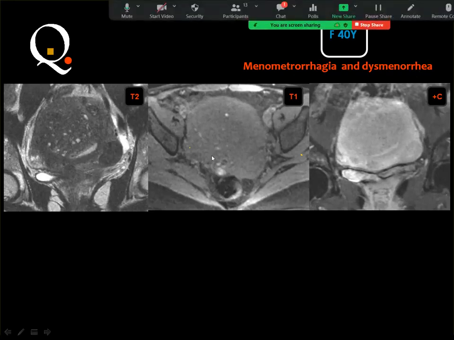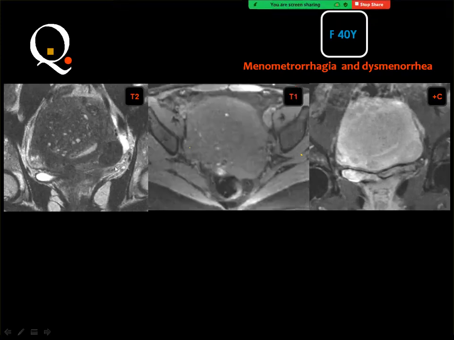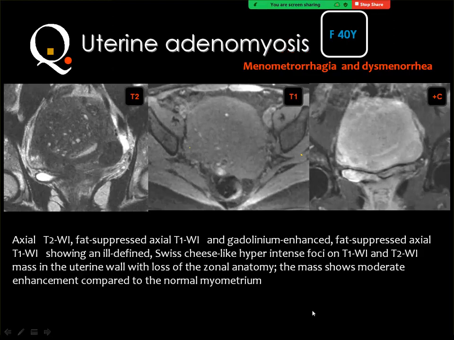T2, T1, and T1 post-contrast. Adenomyosis is the right answer, and you may see also some uterine fibroid, but the main bulk of the lesion is that one, and it contains, as I have said, bright foci in the T2 and also bright foci in the T1, and it will enhance with contrast material.